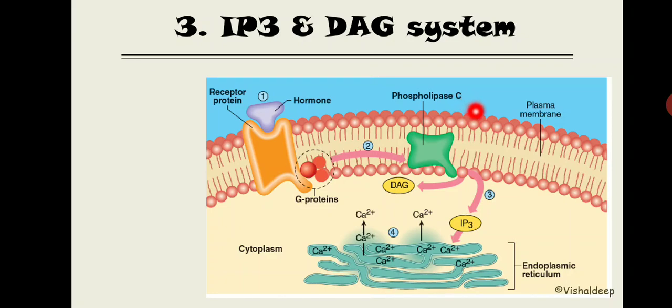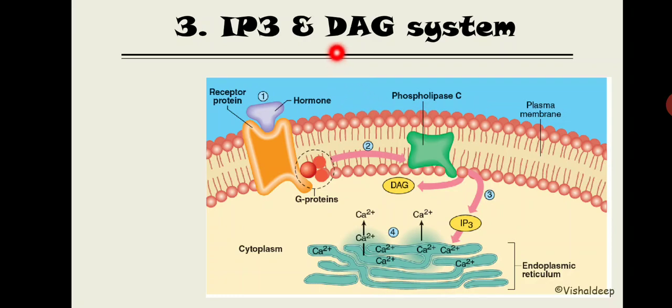In the GS system, the name of the enzyme is adenylyl cyclase. In the GI system, it is again adenylyl cyclase, but in the GS system it is activating the adenylyl cyclase, while in the GI system it is inhibiting the adenylyl cyclase.